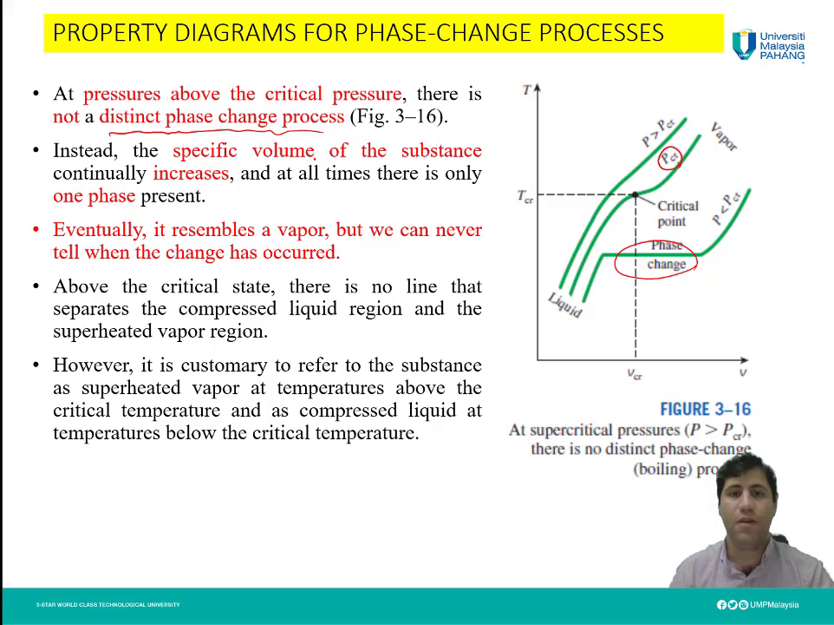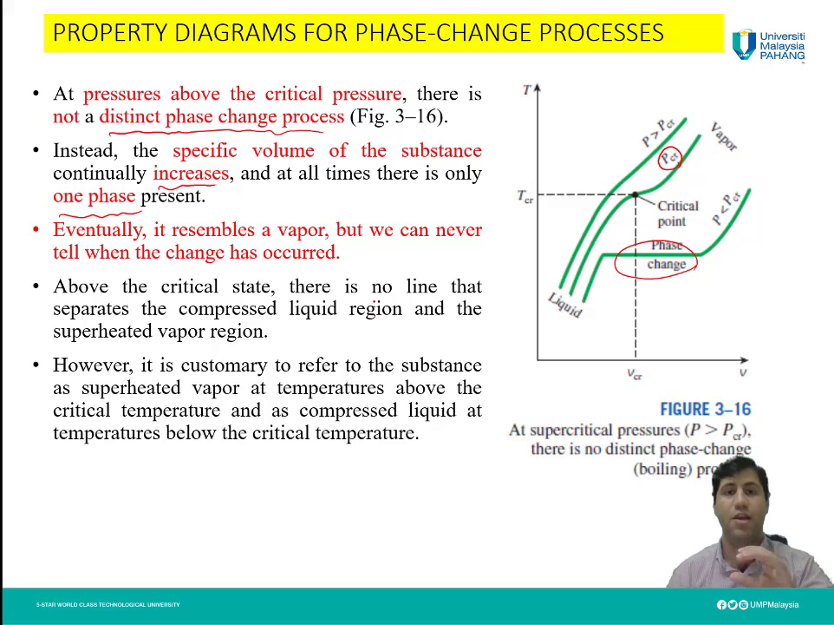Instead, the specific volume of the substance continually increases, and at all times there is only one phase present. As you can see here, only the specific volume of the material is changing, and we cannot see, for example, what we can see for the liquid.